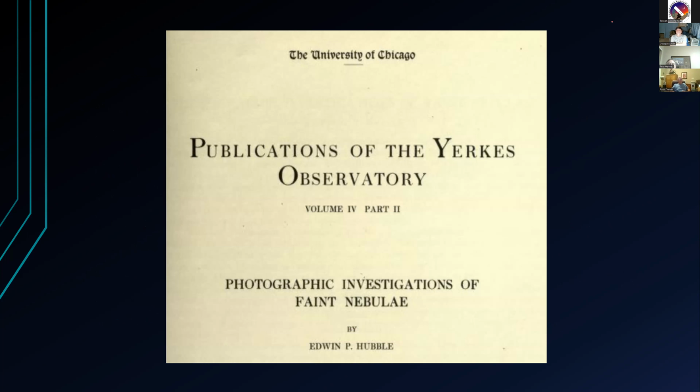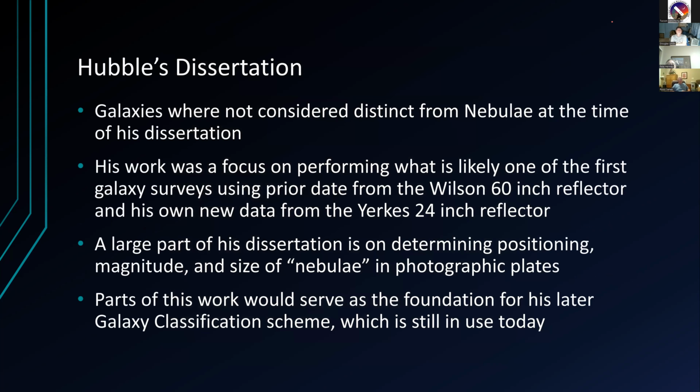Oh, I'm sorry, I didn't see I had this next slide up. So yeah, I'm getting a little ahead of myself there. So as I had mentioned, galaxies weren't recognized as distinct objects from nebula for most of the Hubble time. There was some discussion that they might be separate objects, but there wasn't really any observational evidence to help them determine if that was the case.